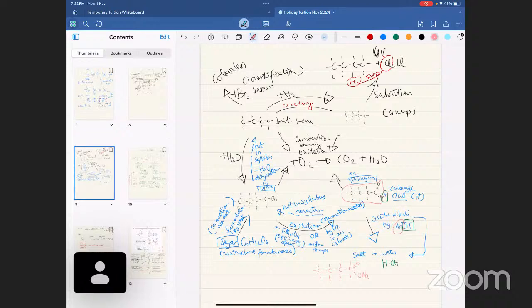Wait, why does the last C of the salt have 6 hands? You are absolutely correct. Thank you very much. Yes, Matthew, you are right, and I am wrong. How many hands should I remove? How many hands should I remove? 2. Right. Thank you very much.